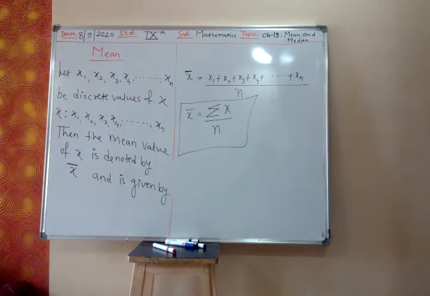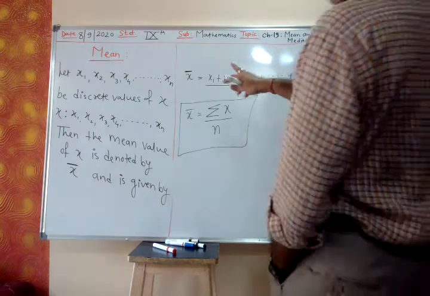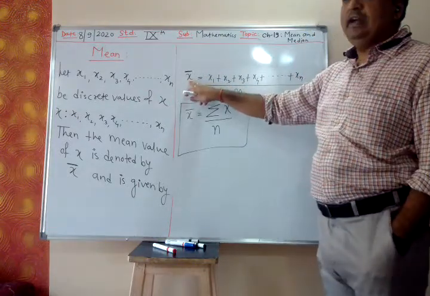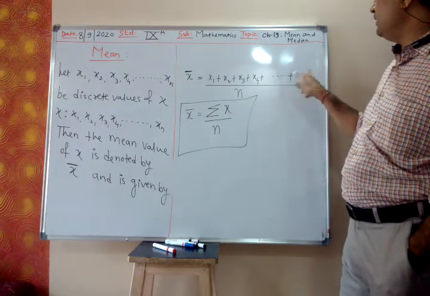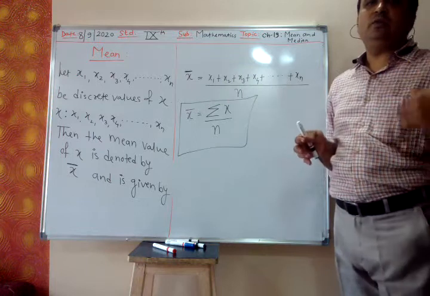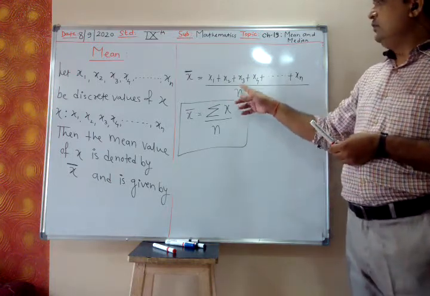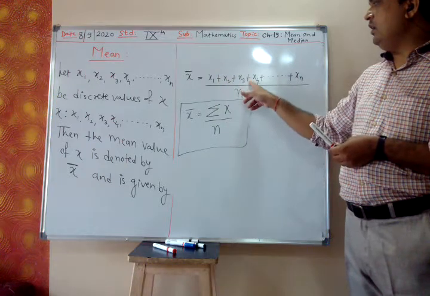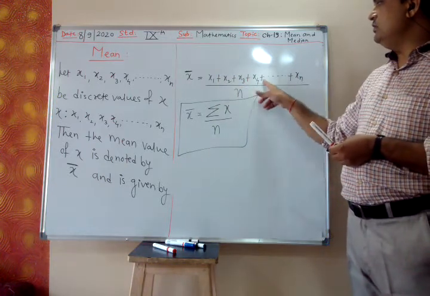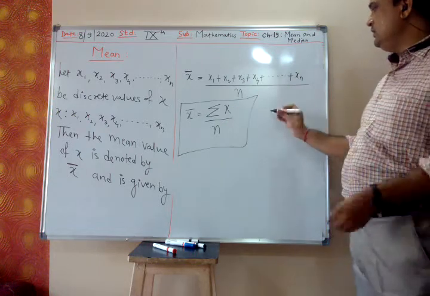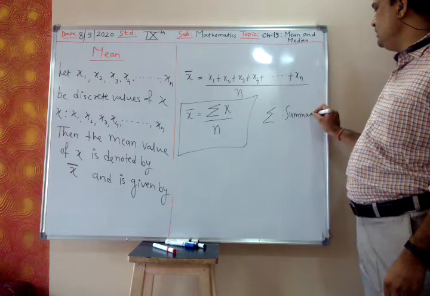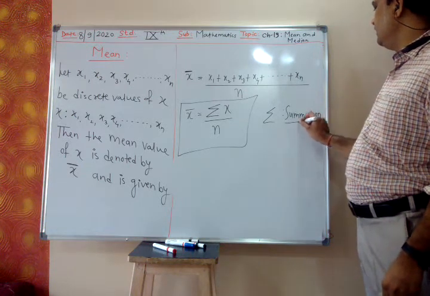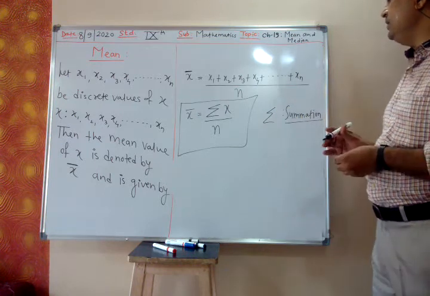So the formula: to find x bar, I will add all the values, x1 plus x2 plus x3 plus x4 plus xn. Then divide this total by the total number of values given, n. For addition of all the values of x, we use this symbol, summation. Summation means you add all the values.